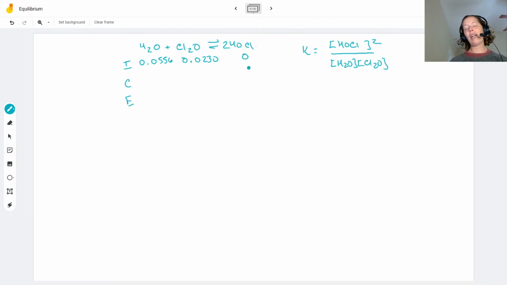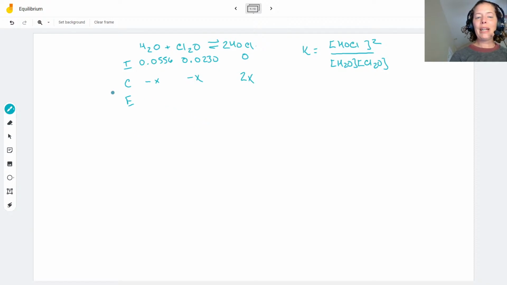Again, we know the reaction is going to shift right, which means for my change, I'm going to use up some of my water and some of my Cl2O. I don't know how much. This is why I'm calling it X. And I'm going to make some of my product. Now do notice I call this 2X because there is a 2 right here. So you have to take your stoichiometry into consideration. These are both just minus 1X because there are assumed to be 1s in front of them.